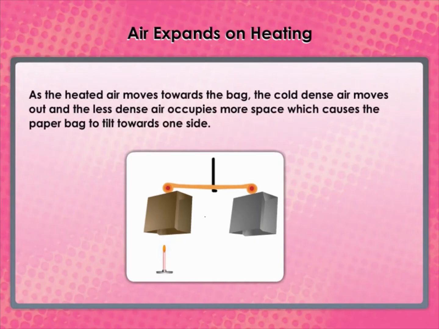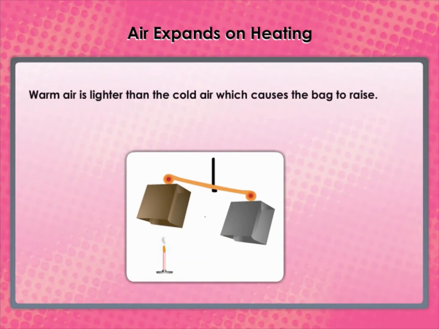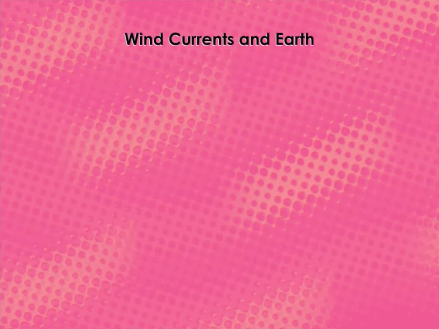As the heated air moves towards the bag, the cold, dense air moves out and the less dense air occupies more space, which causes the paper bag to tilt towards one side. Warm air is lighter than cold air, which causes the bag to rise. Wind currents and earth.